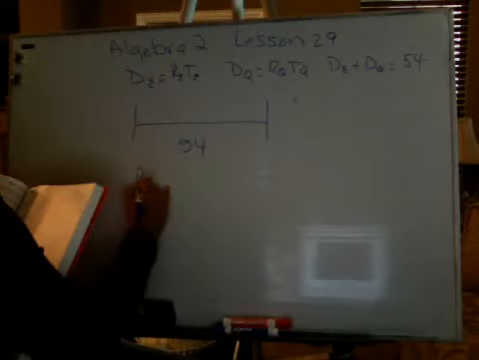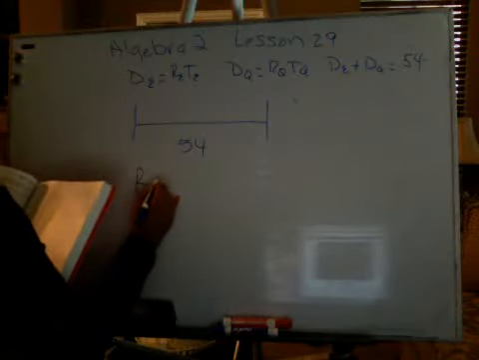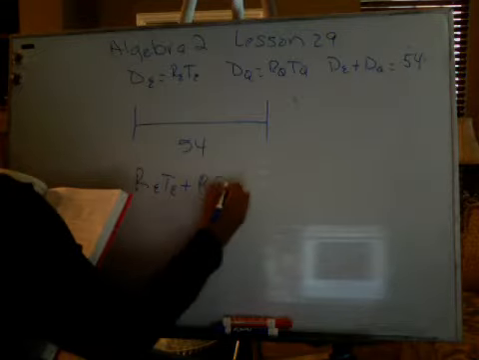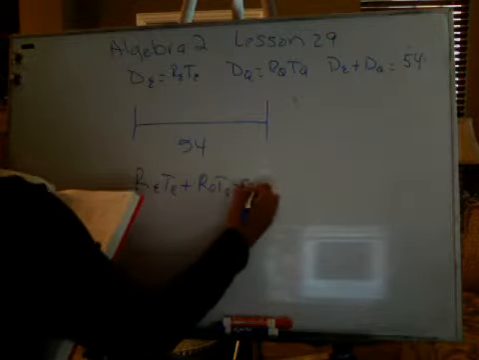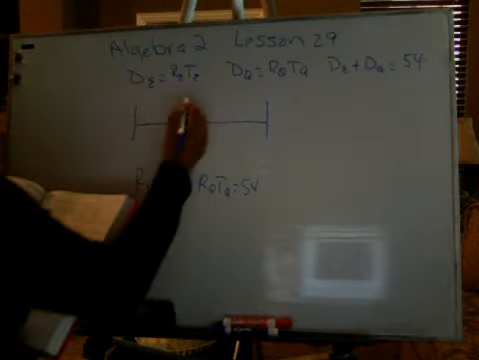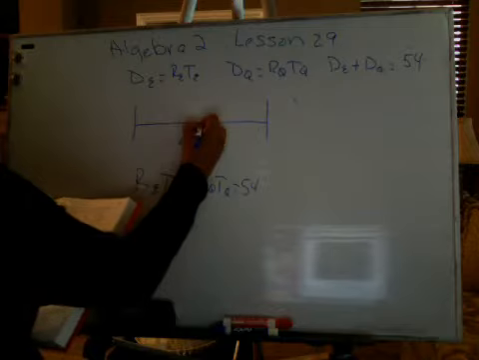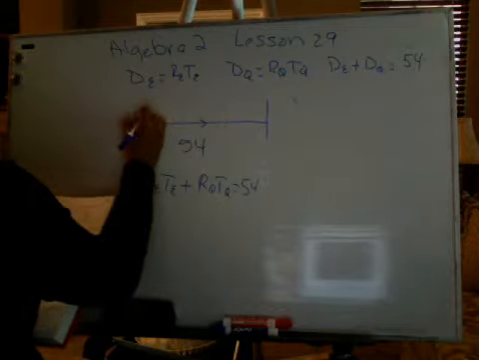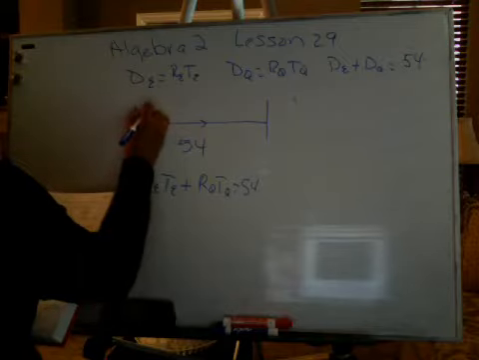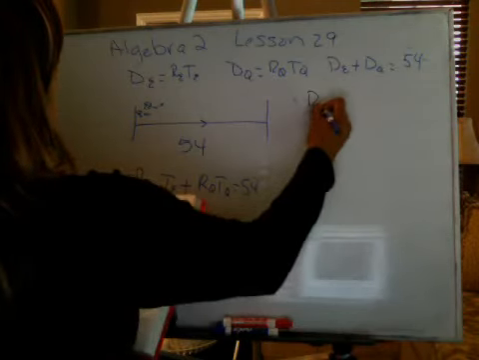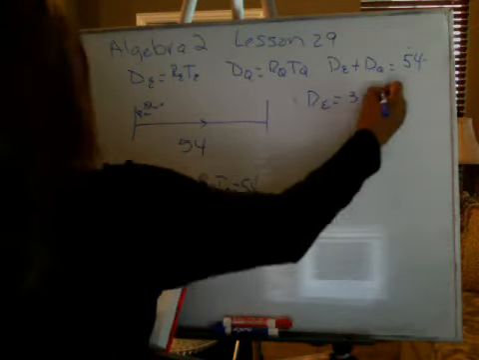And we can simply do R of E, T of E plus R of Q, T of Q equals 54. So let's write down what we know. We said he began his journey at 8 a.m. So 8 a.m. is Edward at 3 miles an hour. So his rate is 3 miles per hour.